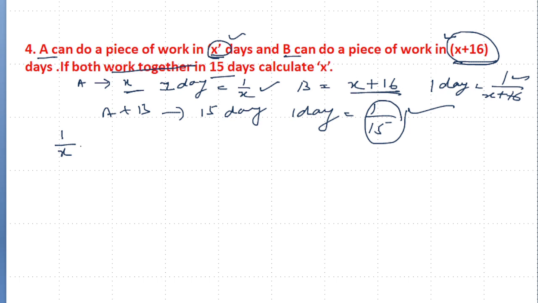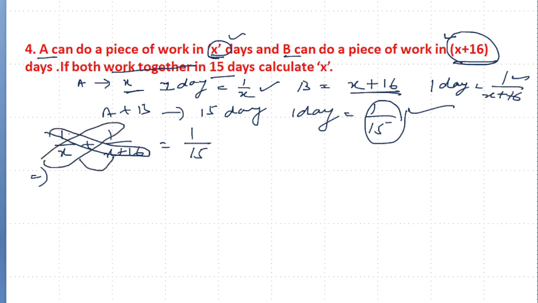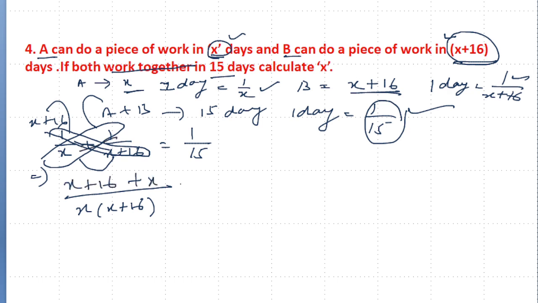That means 1 by x plus 1 by x plus 16 equals to 1 by 15. Now do the fraction. You can do the butterfly method also. Make a butterfly, that will be easy for you. Now multiply x into x plus 16, that is the denominator. And what is the numerator? x plus 16 and x plus 1, that is x equals to 1 by 15.